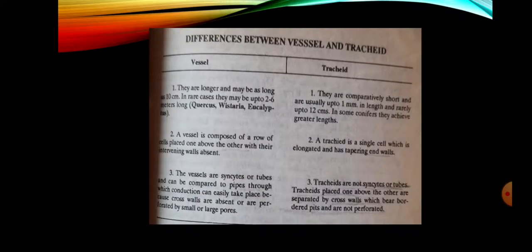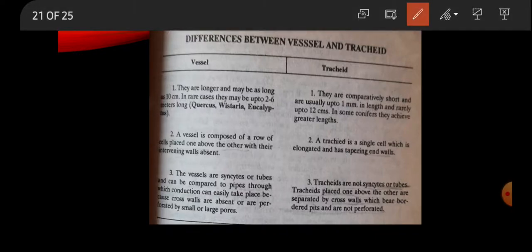Now we will study some differences between xylem tracheids and xylem vessels. Tracheids are shorter, while vessels are longer. Vessels contribute to the growth of the plant, for example Quercus, Eucalyptus, etc. A tracheid is a single cell which is elongated and has tapering end walls, while a vessel is a row of cells. Many cells contribute to form a vessel.